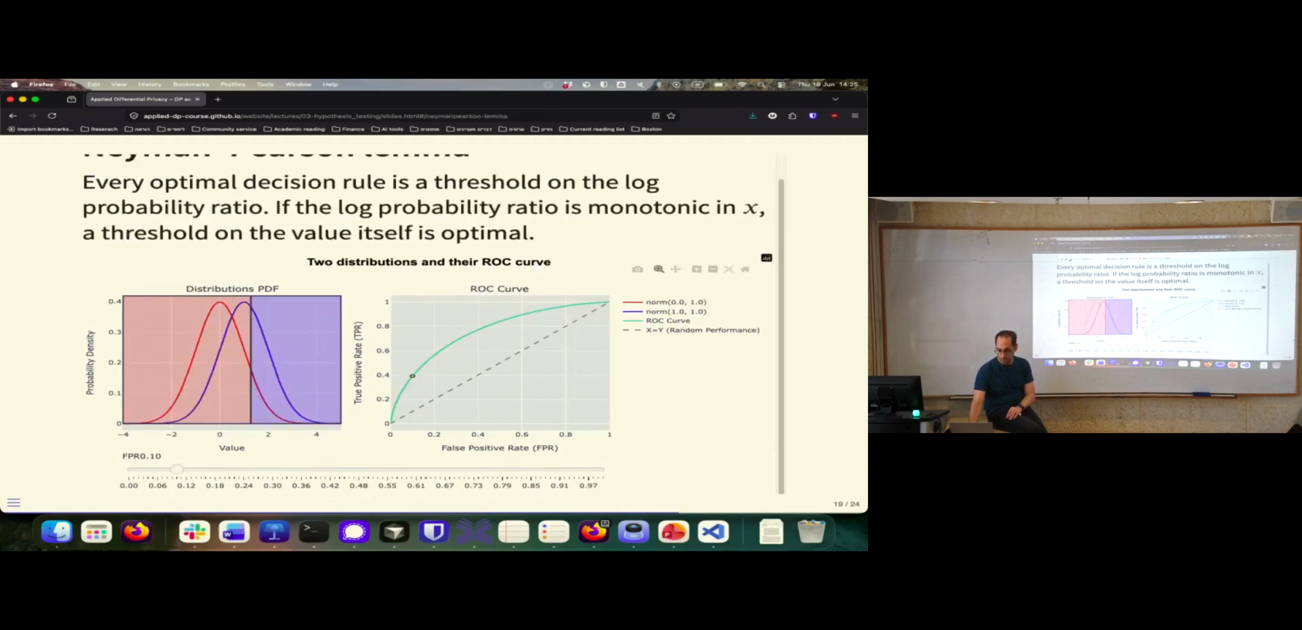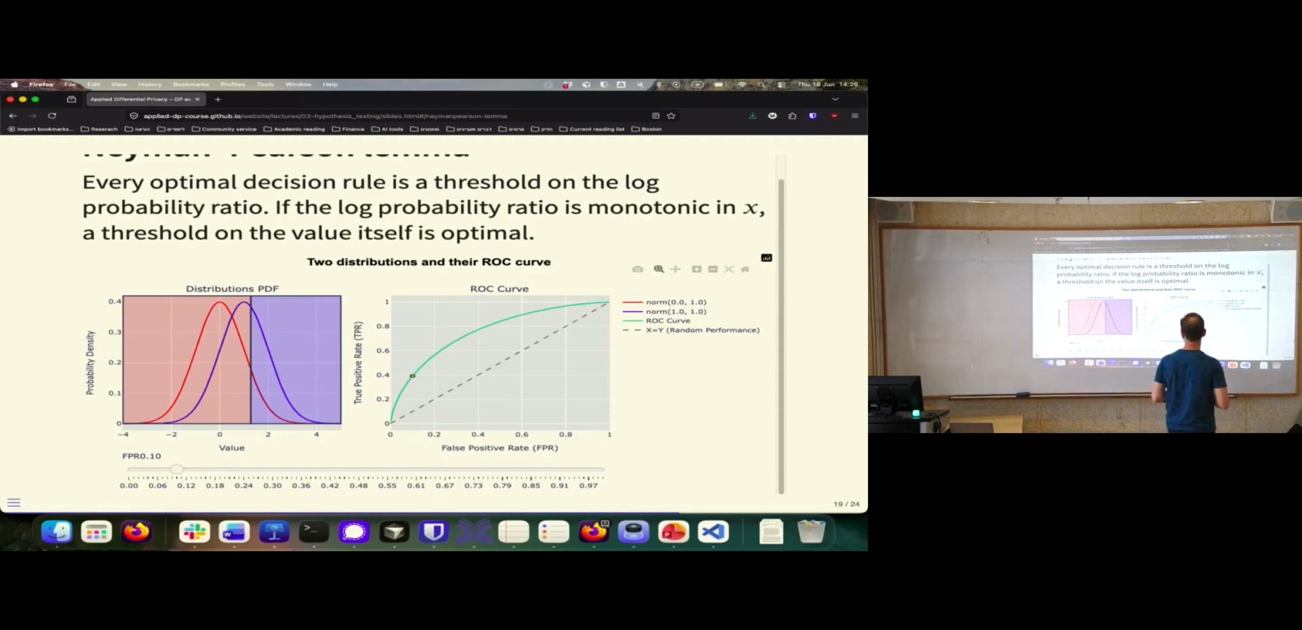Okay. So bottom line, we now have a clear definition. We put a threshold on the log probability ratio, which in some cases very conveniently translates to a threshold on the actual values. And this defines a point on the optimal Pareto frontier, the ROC curve. Okay, now let's go back to privacy.